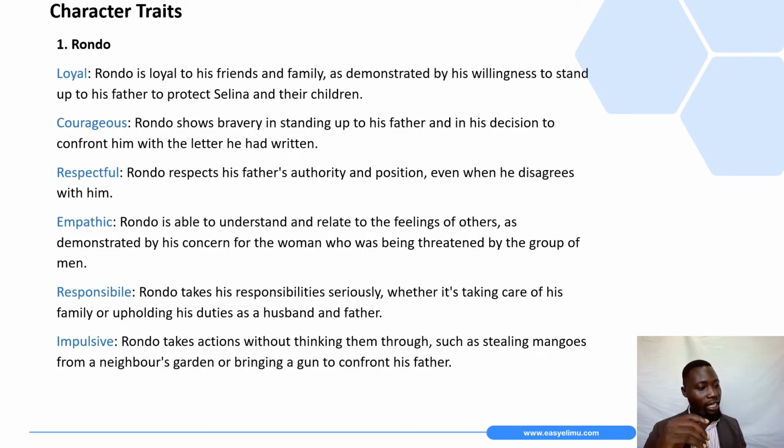So he is a responsible man who takes good care of his family. Now, on to the next trait or portrayal that we have in Rondo. We can also say that he is impulsive. So Rondo takes actions without thinking them through, such as stealing mangoes from a neighbor's garden, that is when he was young, or bringing a gun to confront his father.